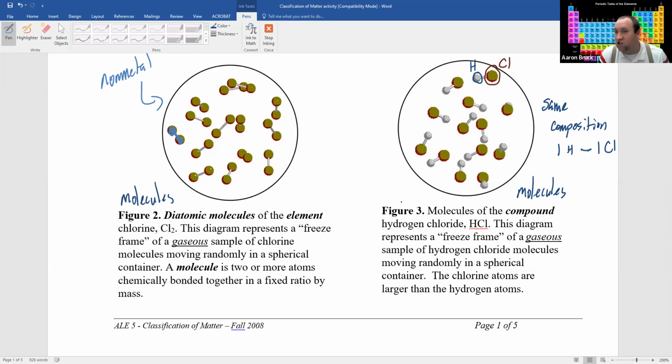And if I were to change that composition, I would no longer be talking about the same substance. If I had two hydrogens and one chlorine, it's no longer the same substance. It's a different substance.